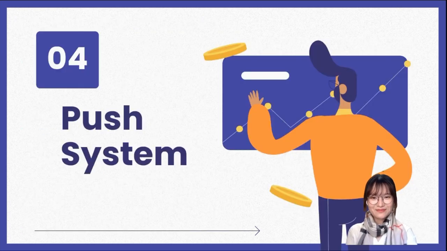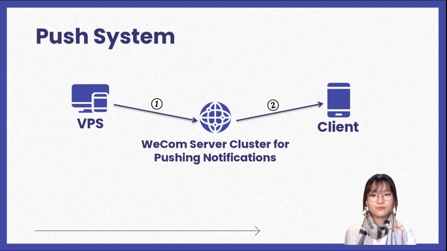Hello everyone, my name is Lai Zhiyue. I will introduce the push system, which takes advantage of Wecom to push the predicted gold price as a picture to users. For the basic principle of our system, we need a VPS, the Wecom server cluster for pushing notifications, and a client to build and finish the push system.